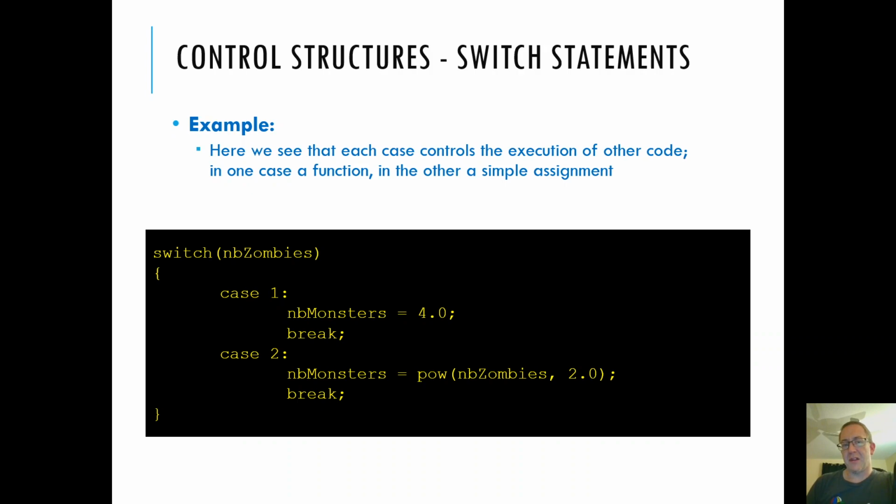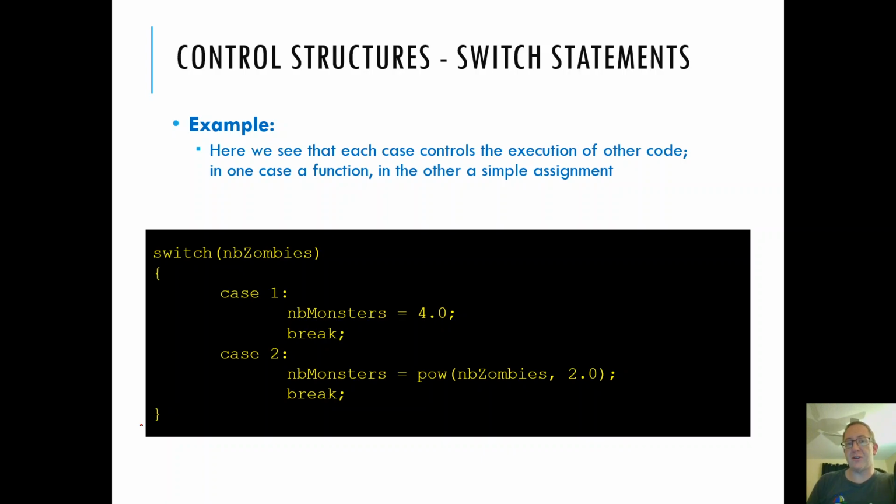So let's do an example of it, because that makes it a lot easier. Here is the number of zombies. If the number of zombies is equal to 1, I'm going to set the number of zombies equal to 4, and then break out. So it means I pop out here. If number of zombies equals 2, I set the number of zombies equal to the pow of number of zombies. So I just square the number of zombies. So that'll be 4.